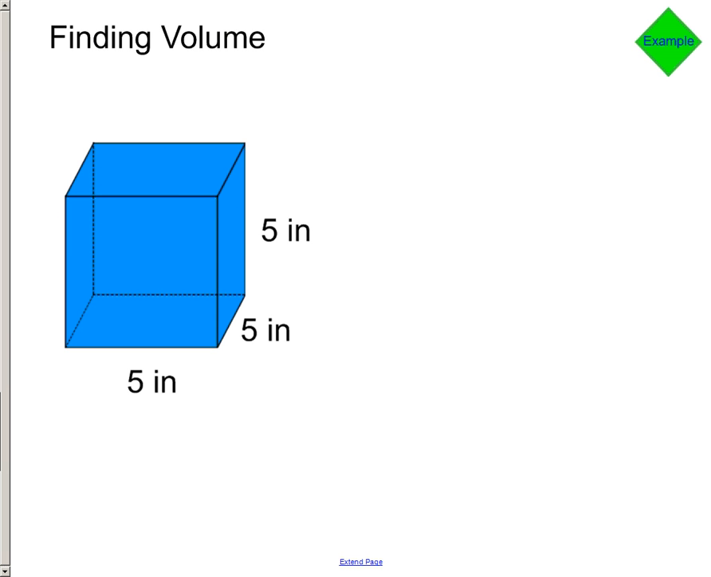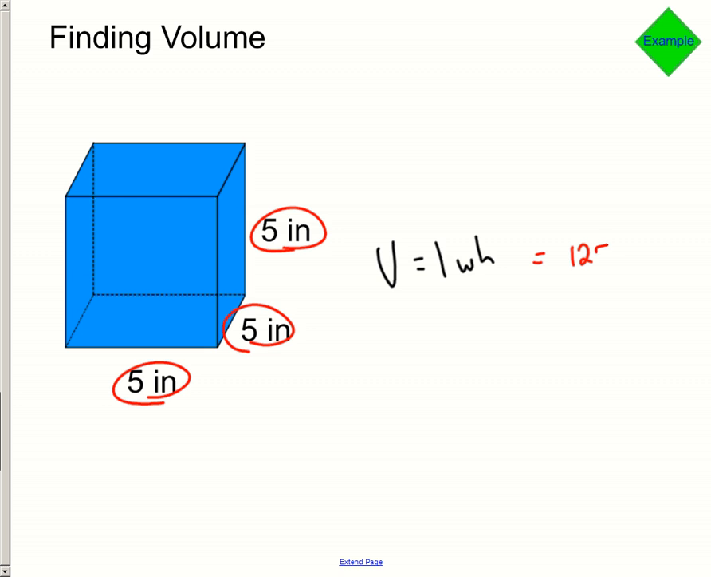We want to find out what the volume is of this cube and other prisms. It's really not that difficult. A lot of times, 7th graders will come in, they already remember, hey, length times width times height. And that's correct, you know, length times width times height. So 5 times 5 times 5 will be 125 inches cubed.